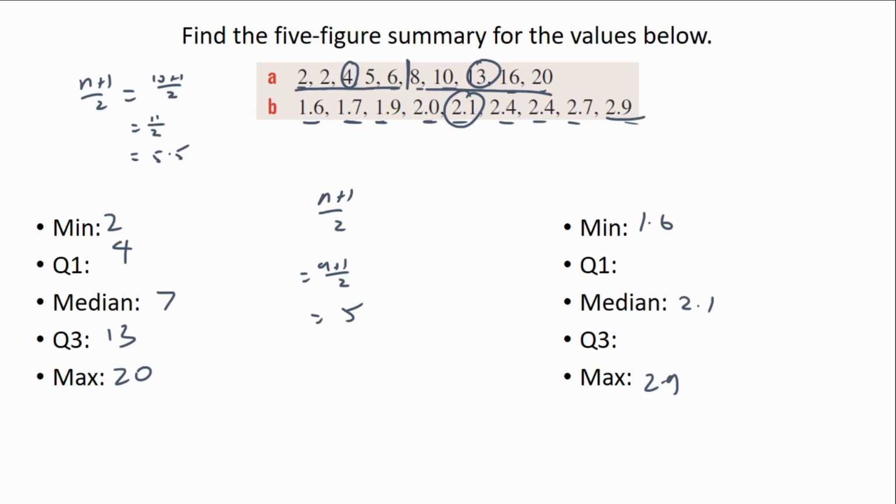Now I've got that. Let's find Q1. There's 1, 2, 3, 4 points here. So it's going to be in between the 2nd and the 3rd. So I need to find the average or the mean of 1.7 and 1.9. And that will be 1.8. If you put that in your calculator, you could do 1.7 plus 1.9 divided by 2. Now for these two, I've got 2.4 and 2.7, so I need to do 2.4 plus 2.7 divided by 2. If you put that in your calculator just like that, that will give you a value of 2.55.